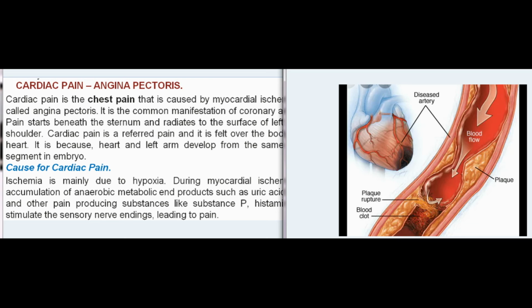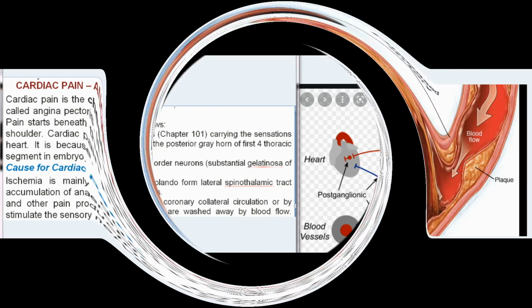Pain starts beneath the sternum and radiates to the surface of left arm and left shoulder. Cardiac pain is a referred pain and it is felt over the body, away from heart. It is because heart and left arm develop from the same dermatomal segment in embryo. Cause for cardiac pain. Ischemia is mainly due to hypoxia. During myocardial ischemia, there is accumulation of anaerobic metabolic end products such as uric acid. Metabolites and other pain-producing substances like substance P, histamine, and kinin stimulate the sensory nerve endings, leading to pain.